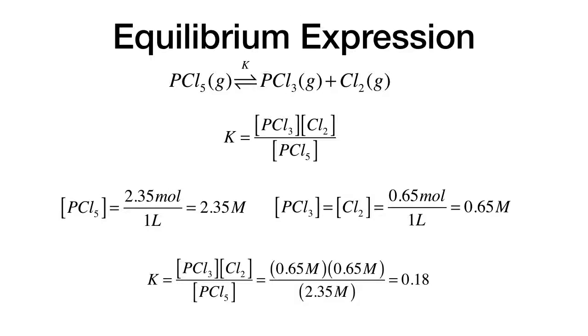Now, substituting into the equilibrium expression, K equals 0.65 molar times 0.65 molar divided by 2.35 molar. So the equilibrium constant is equal to 0.18.